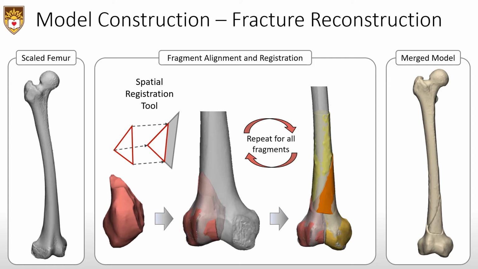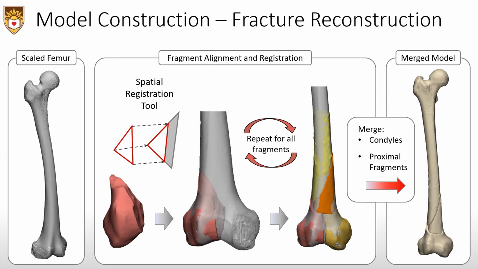Next, each fragment was individually fitted to the scaled intact bone using a spatial registration tool to best match the surface contour between the two fragments. This was repeated for all fragments until the fracture was anatomically realigned. If there was an intra-articular extension of the fracture line, the distal fragments were fused to replicate the first stage of the surgical procedure, which is interfragmentary compression with a lag screw. Next, the proximal most fragment from the scan was merged with the intact proximal femur to create the model shown on the right. The reconstruction process was repeated for all 6 patients in the cohort.